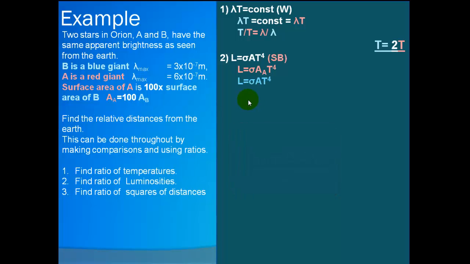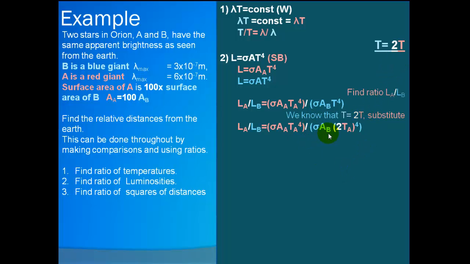We know that one temperature is twice the other. We know that the ratio of the areas is 100. So we can find the ratio of the luminosities. L1 divided by L2 is equal to, this is the luminosity of the red giant, this is the luminosity of the blue star. We know that T is equal to twice the temperature of the red star. We also know that the areas are a ratio of 100 to 1.